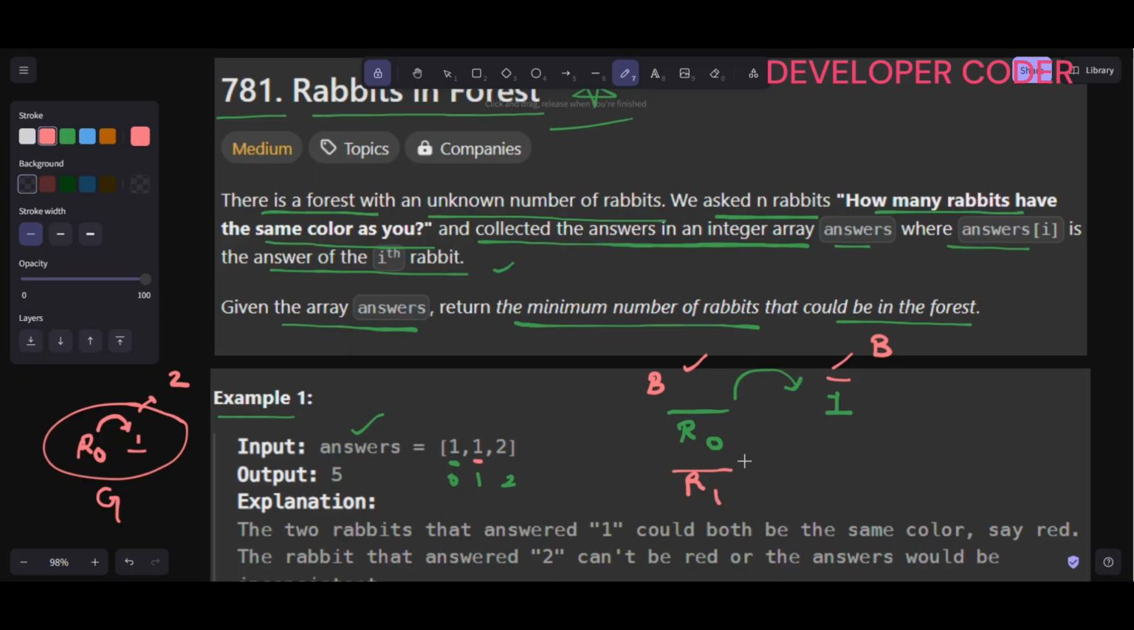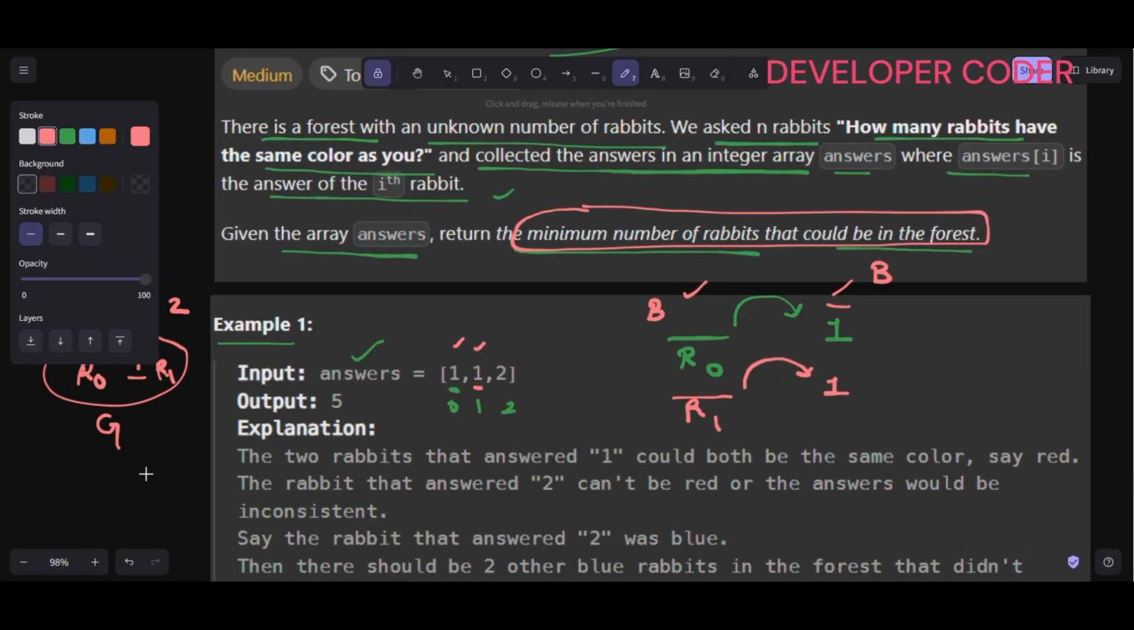Now here, if you see, this rabbit at index 1 is also saying that there is one more rabbit other than him having the same color. In this example, only two ones are there. Since we have to return the minimum number of rabbits that could be in the forest, I'm going to say that rabbit 0 is talking about rabbit 1, and rabbit 1 is also talking about rabbit 0.